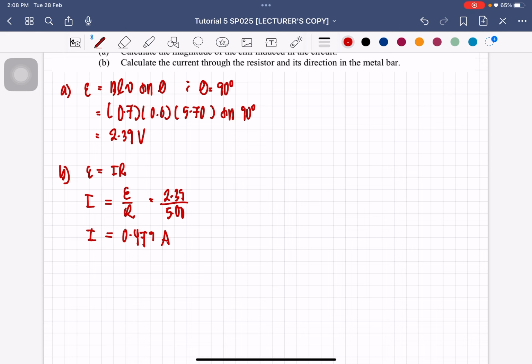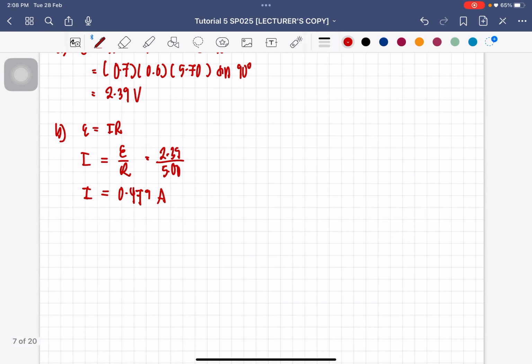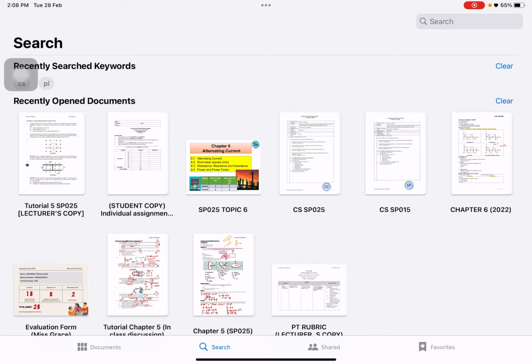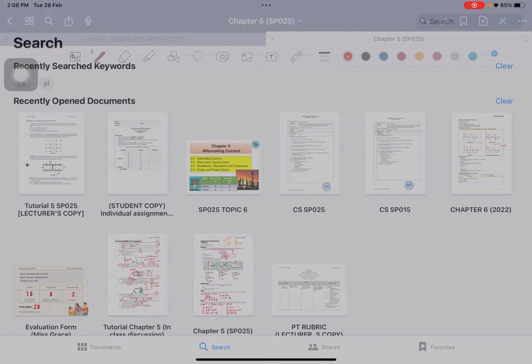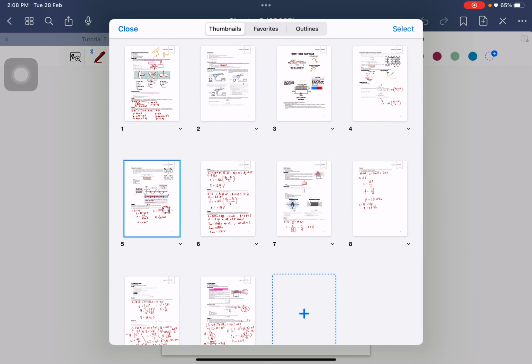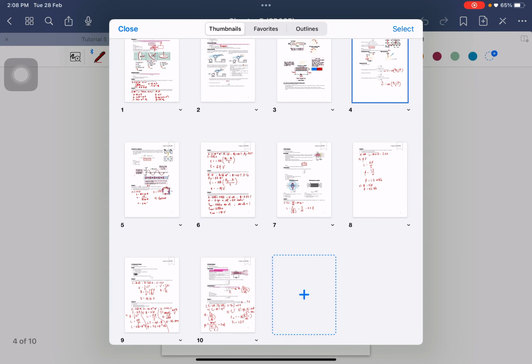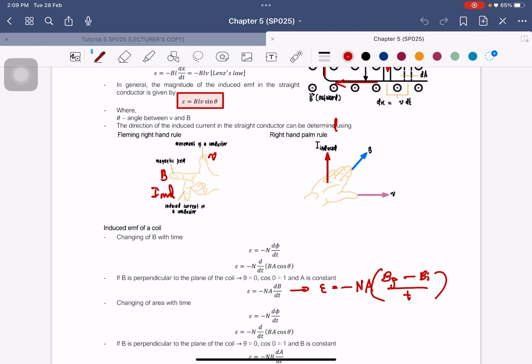So how do we determine the direction? There are 3 variables that you are gonna look at, which is the B, V, and the direction of current lah dia akan bagi tahu. So for this case, you can either use the Fleming right hand rule, if I'm not mistaken. Let me just double check with my notes. I think it's Fleming left hand rule. Is it? Let me just check my notes. It's here, left. Oh, sorry, it's Fleming right hand rule.